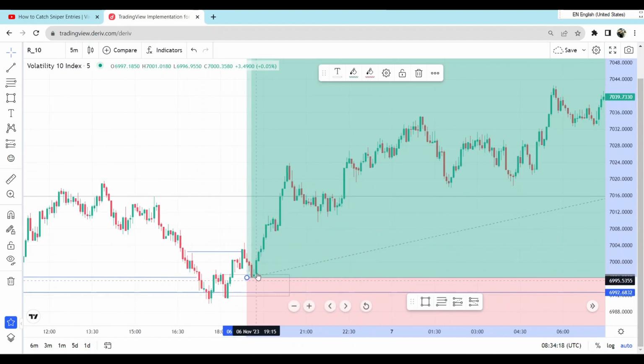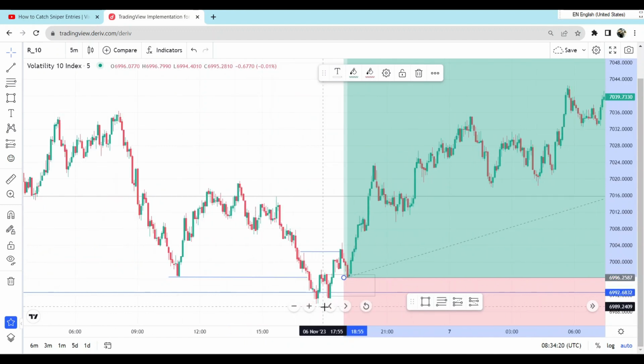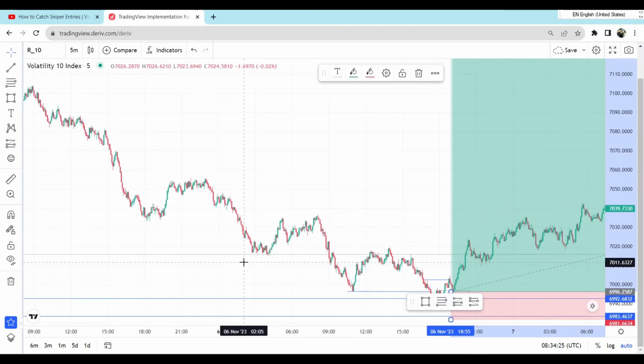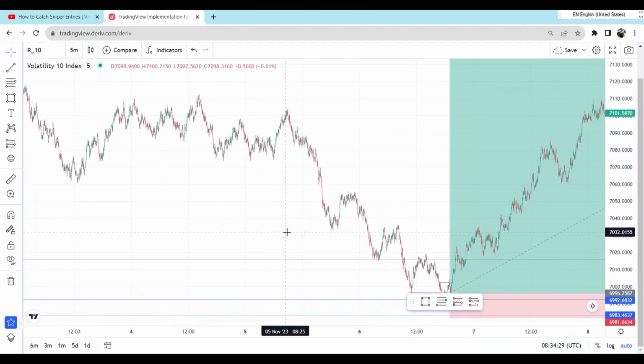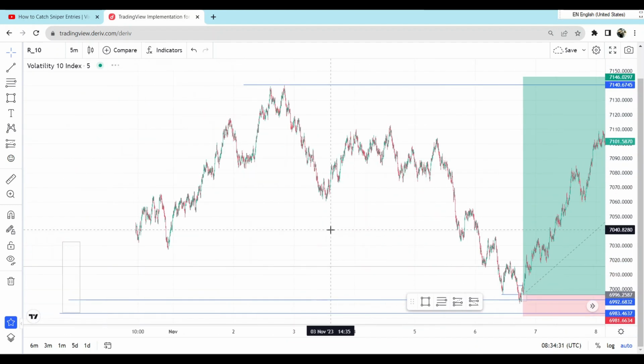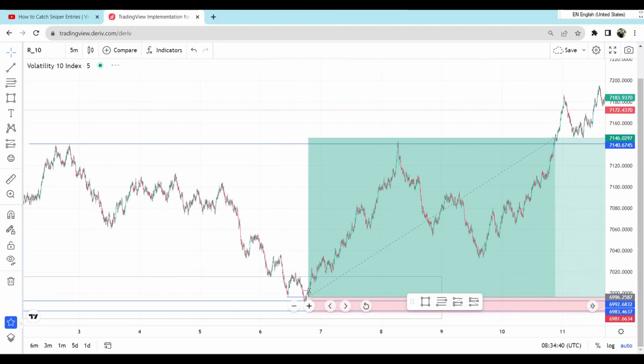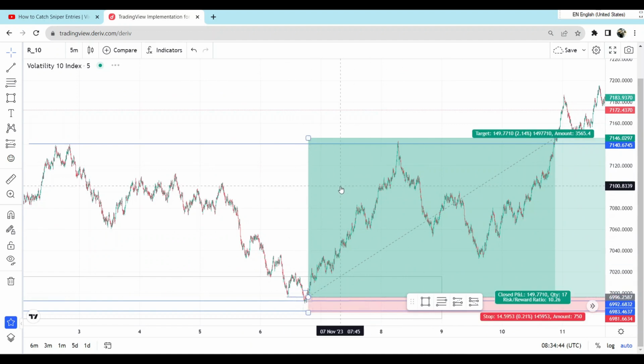As you guys can see, zero drawdown. I would usually put my stop loss just under these lows for a finer risk to reward ratio. But just to cover any losses, just to cover any drawdown, I usually put it just under these lows. And as you guys can see, the market reversed here and started going up.